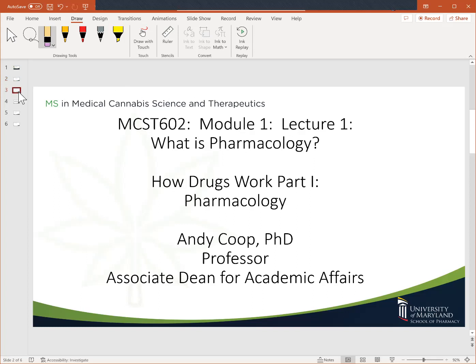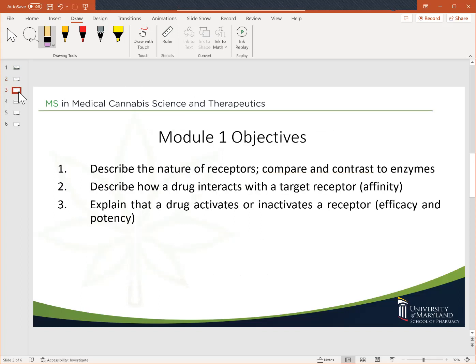How do drugs work? For all courses and for all lectures, we give objectives. These would be the objectives for the first module in MCST 602. Describe the nature of receptors, compare and contrast to enzymes. Describe how a drug interacts with a target, that is also called affinity, and explain that a drug activates or inactivates a receptor. And again, we go over the terms such as efficacy and potency, the language of science. We do this in a general sense so that it can be applied to cannabis in future modules and courses.